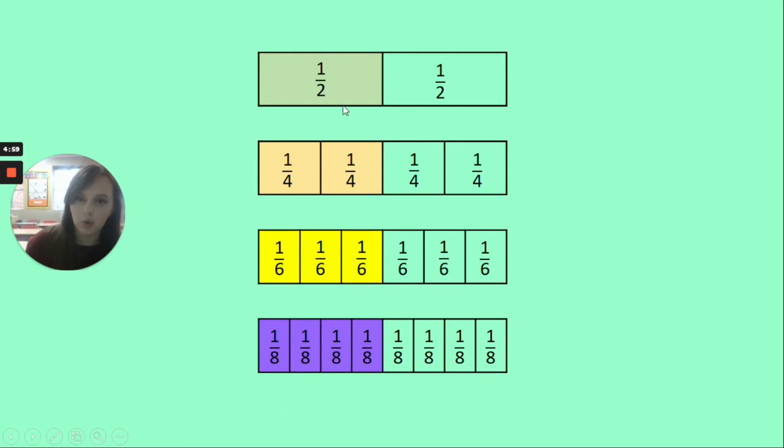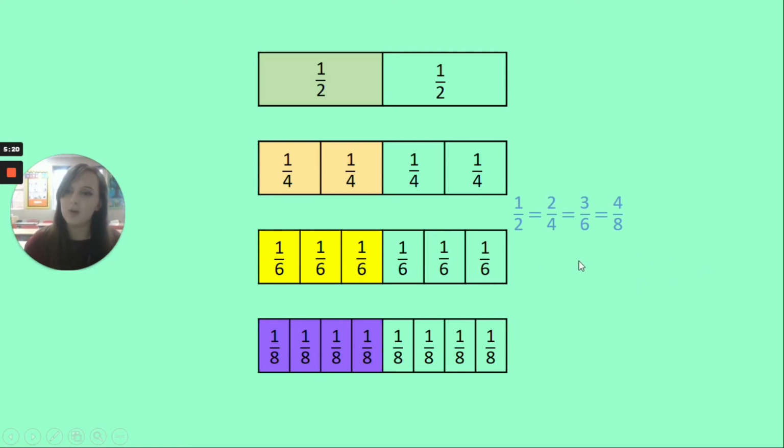These are all equivalent fractions. They're all equal, they're all worth the same. They all take up the same amount of space. And here we have it written as a number sentence. 1/2 is equal to 2/4 is equal to 3/6 is equal to 4/8.